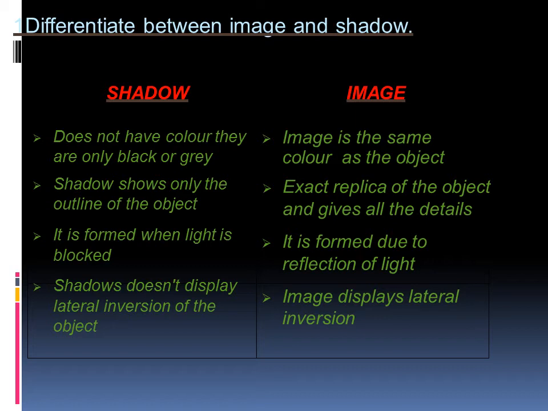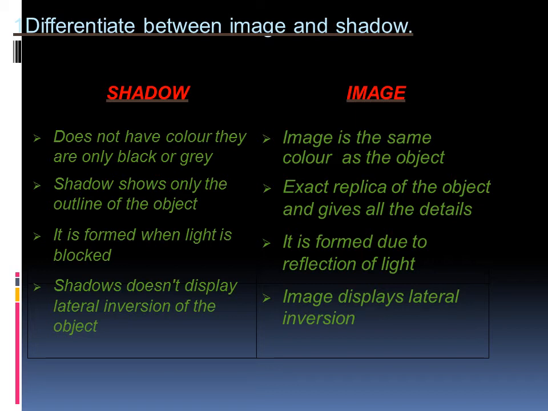Lateral inversion means, if we stand near the mirror, what will we see? The object's left hand is the image's right hand, and the object's right hand will be the image's left hand. So in a shadow, that is not seen. Whereas an image is the same color as the object. That means if I am wearing a red cloth, then the image which will be formed is also of the same color.